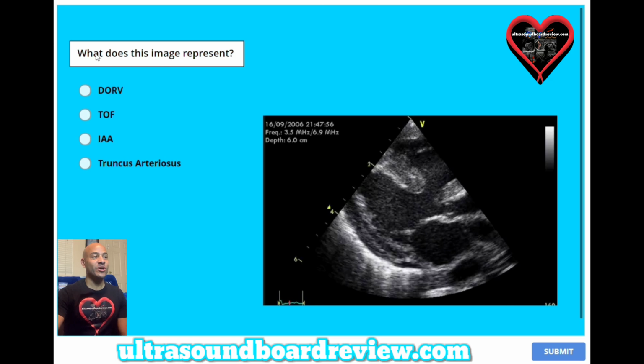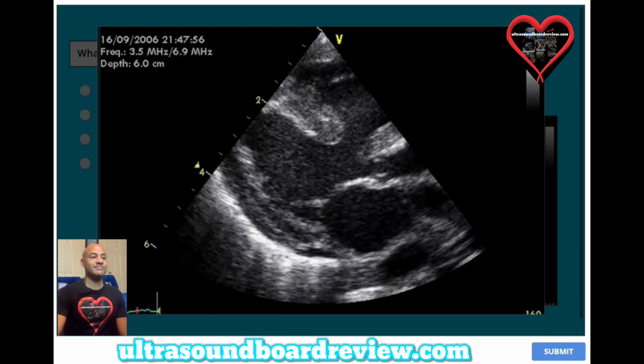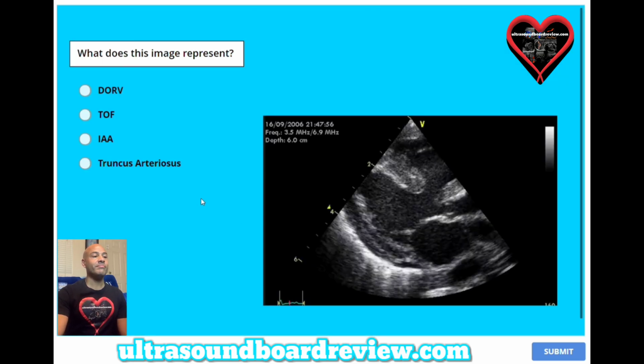Question 127. What does this image represent? A, double outlet right ventricle, B, tetralogy of Fallot, C, interrupted aortic arch, or D, truncus arteriosus? The answer is C, interrupted aortic arch.